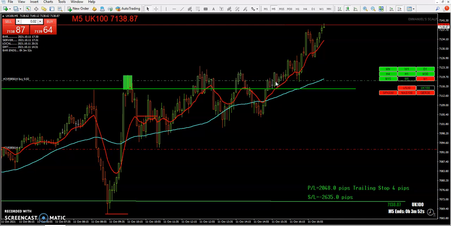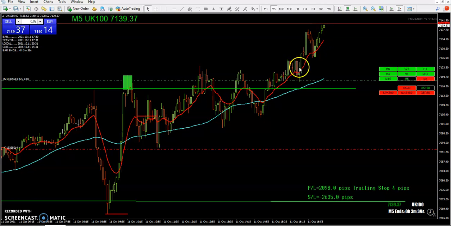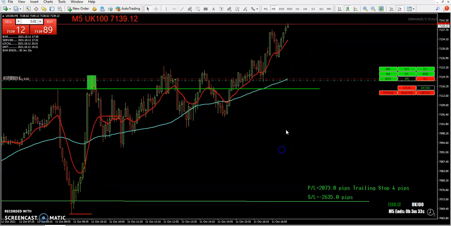So 65 candles is what? 5 hours, 5.5 hours. But it has made its way up, right? So we obviously will now move the stop loss to just above break even, and we let it go. Now let's look at the other trades.